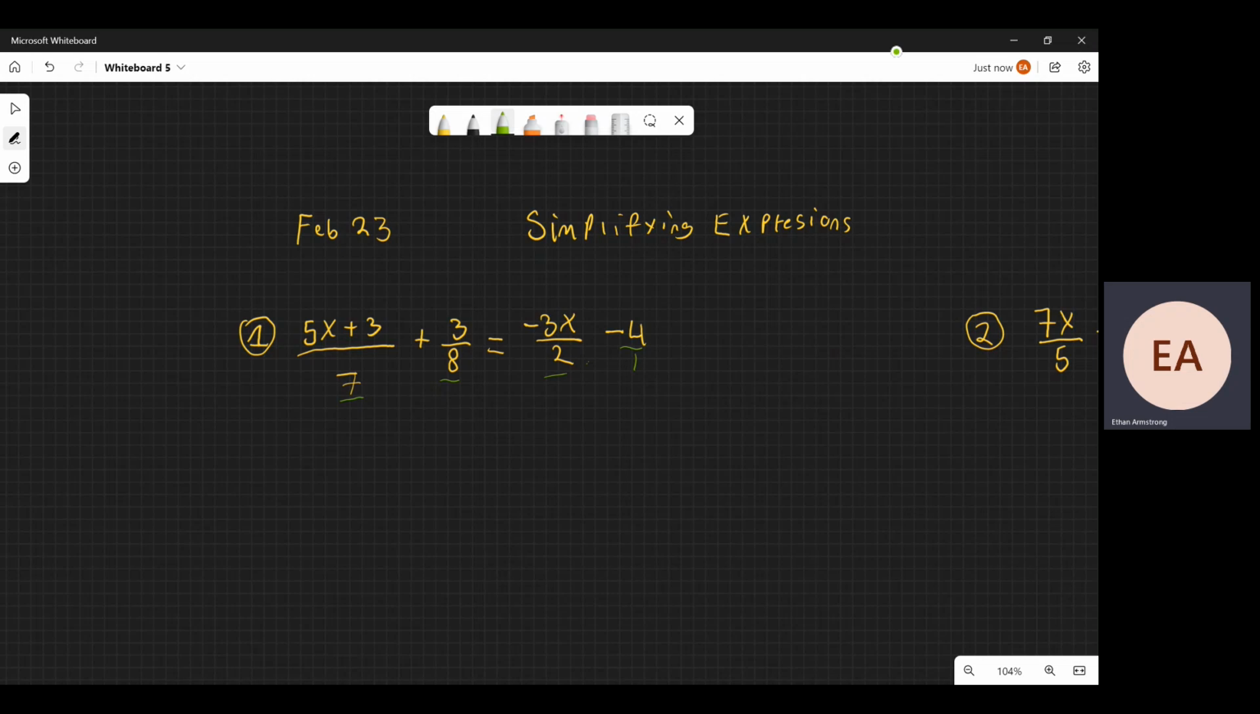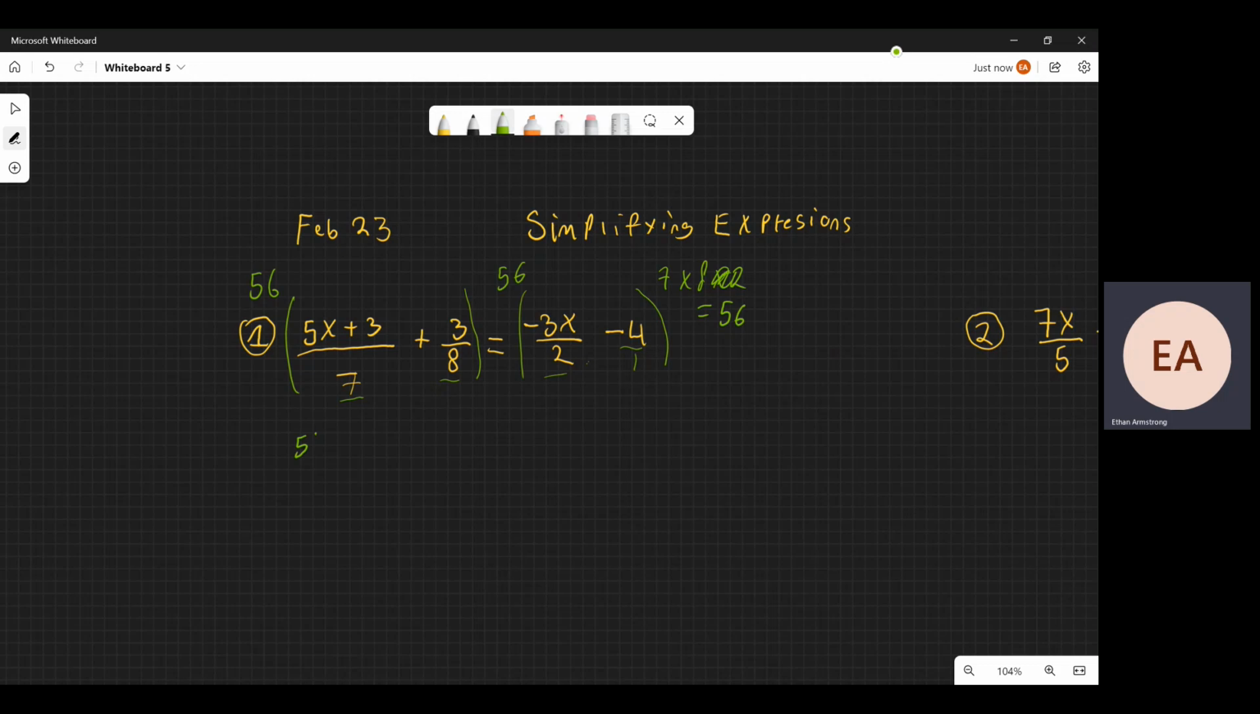So we could multiply 7 times 8 times 2, but 2 already shares a common factor with 8, so we're just going to do 7 times 8, which equals 56. If we did multiply them all together, it would also work, but there would just be some extra simplifying steps at the end. So what we're going to do is multiply both sides by 56.